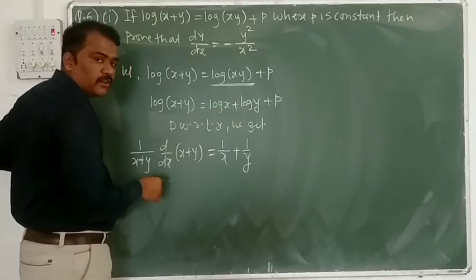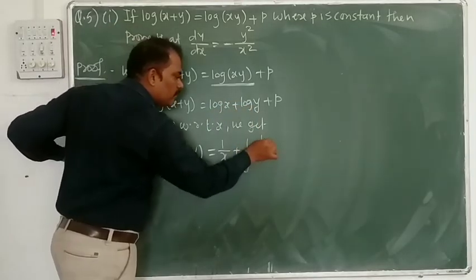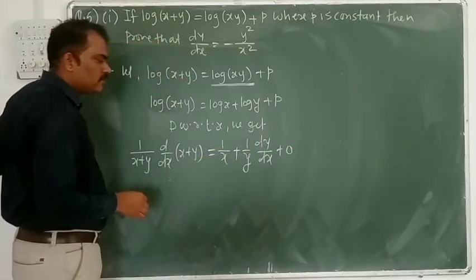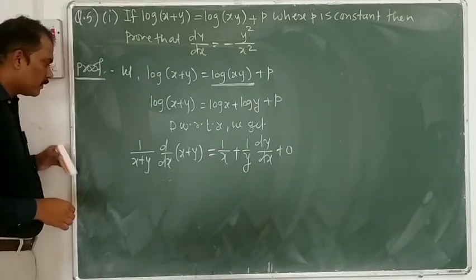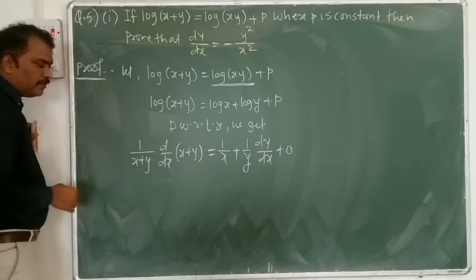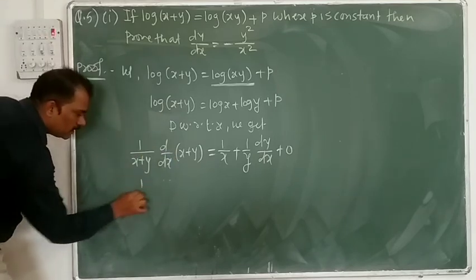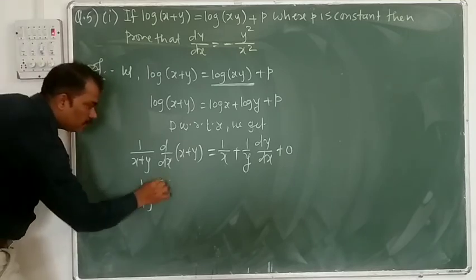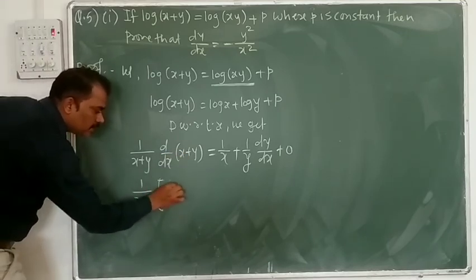First we have to keep the finger on log. Then we have to take the derivative of this y with respect to x plus 0. P is a constant, so its derivative is 0. First we have to take the derivative of this x plus y with respect to x. That is 1 upon x plus y into the derivative of x with respect to x, which is 1.